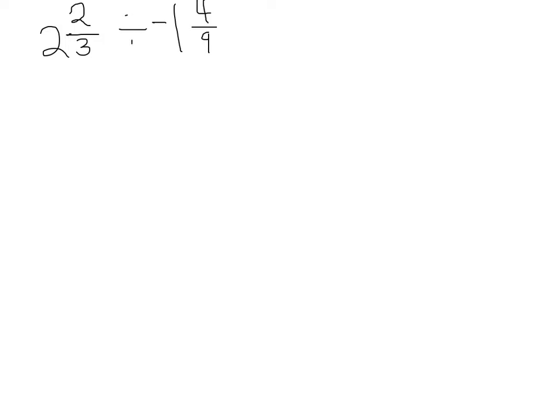Okay, next problem. 2 2/3 divided by negative 1 4/9. Again, when you're multiplying or dividing, I highly recommend you get improper fractions. Now, when you're dividing by a fraction, you can always multiply by the reciprocal, and most of the time that's going to be easier. Now, be careful. The reciprocal is not the same thing as the opposite. If you have a negative fraction, the reciprocal will still be negative.